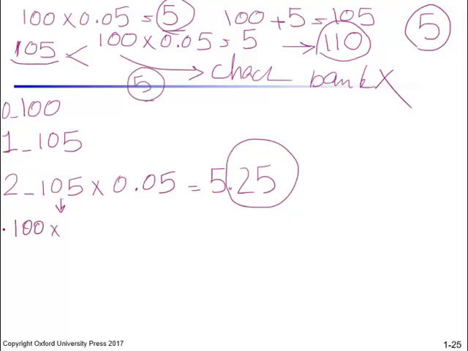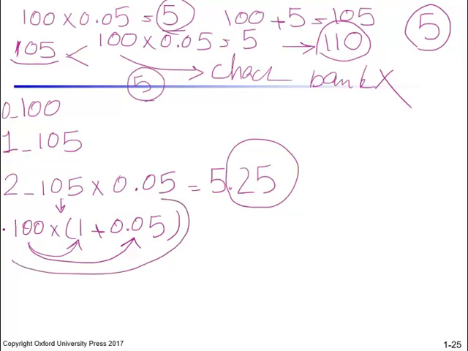So if I put this as 100 times 1 plus 0.05, what happens? It says that at the end of the year, you have your original money plus the interest, correct? At the end of year 1, you have this amount of money, correct? 105. Now when we want to see how much money we have at the end of year 2, you need to do the same thing.